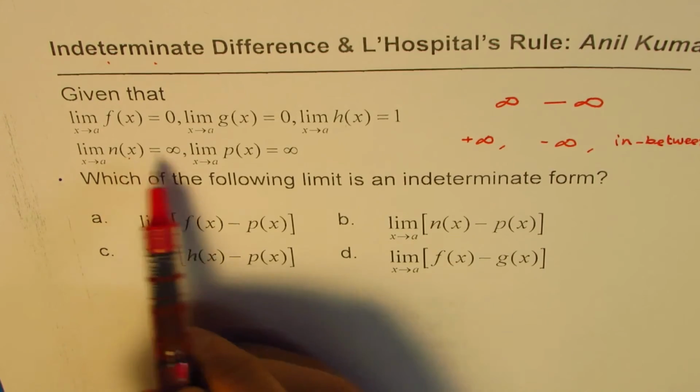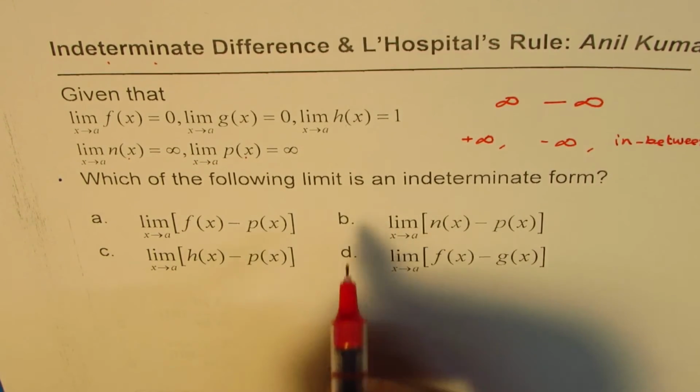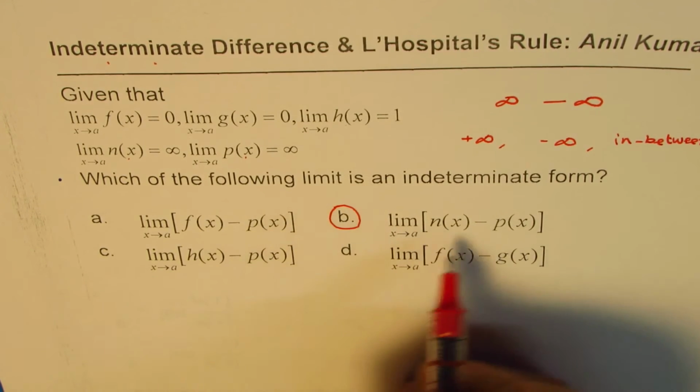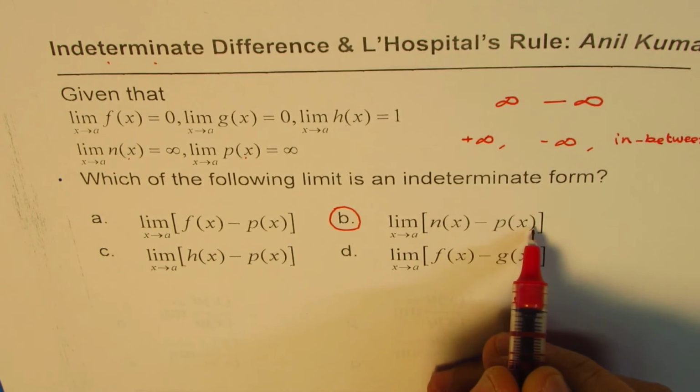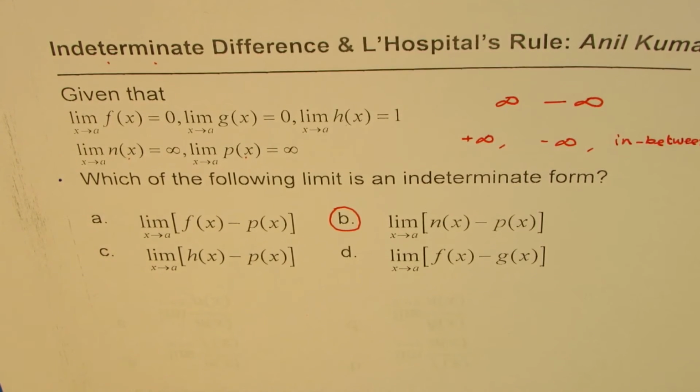That is n and p relation, right? Difference of these two. So in these choices, option B is n of x minus p of x for the limit x approaches a. So that is the correct answer, right?